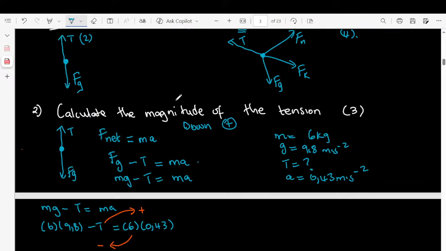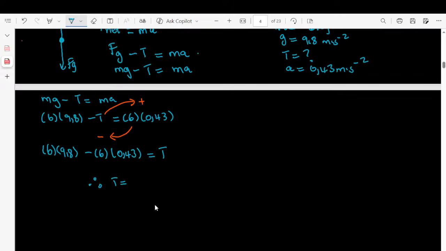Zinke, why 56.22? So the tension is equal to 56.22 newtons. Guys, I want to attend some of the questions.